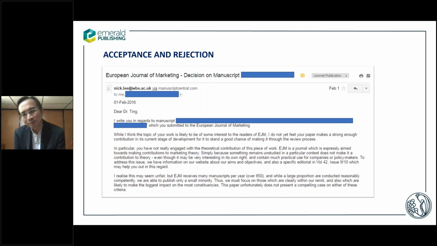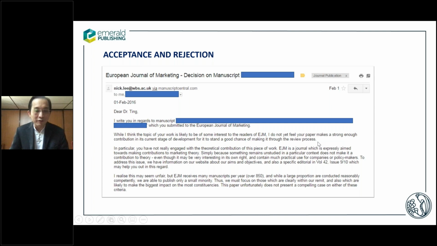So if we move on to the next slide, I need to tell you, I won't say bad news, but you know, rejection happens. So if we are serious about writing, publishing, we have to accept that rejection is part of the process. So when I saw this letter in 2016, I write you in regards to manuscript. Straight away, I know this is not good news.